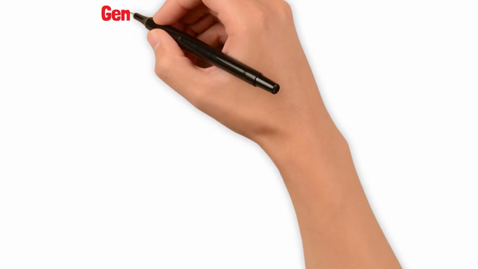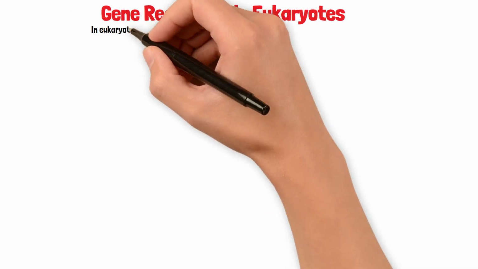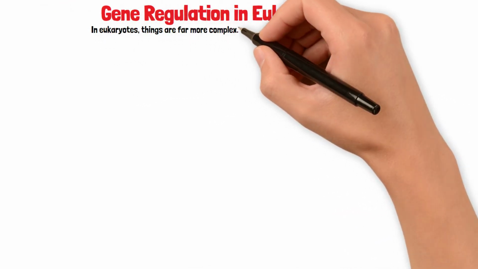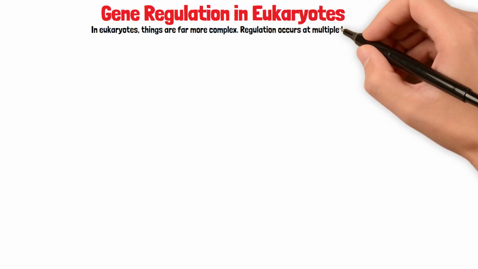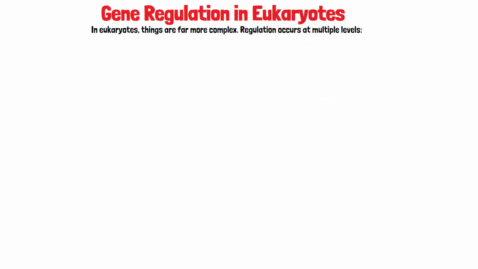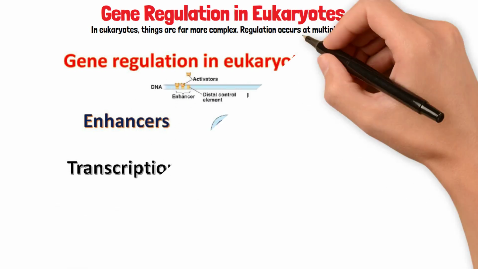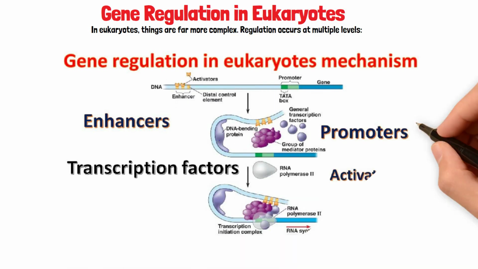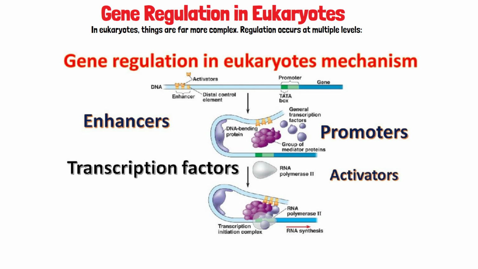Gene regulation in eukaryotes. In eukaryotes, things are far more complex. Regulation occurs at multiple levels. Chromatin structure: DNA must be unwound for genes to be accessible. Transcription factors: proteins that promote or block RNA polymerase binding. RNA processing: splicing, capping, and polyadenylation can control what proteins are produced.